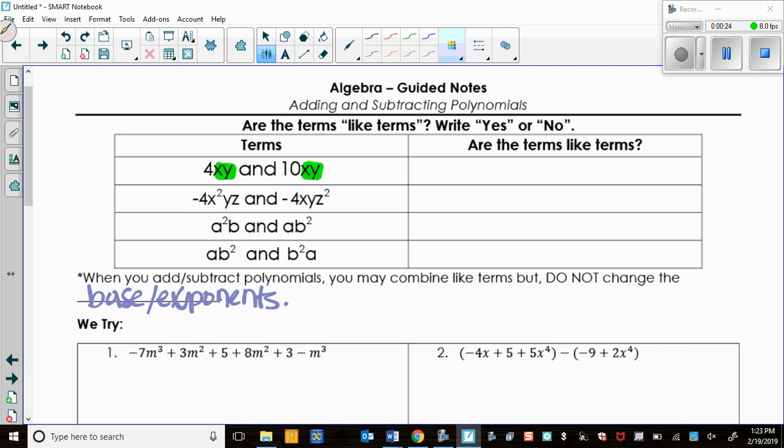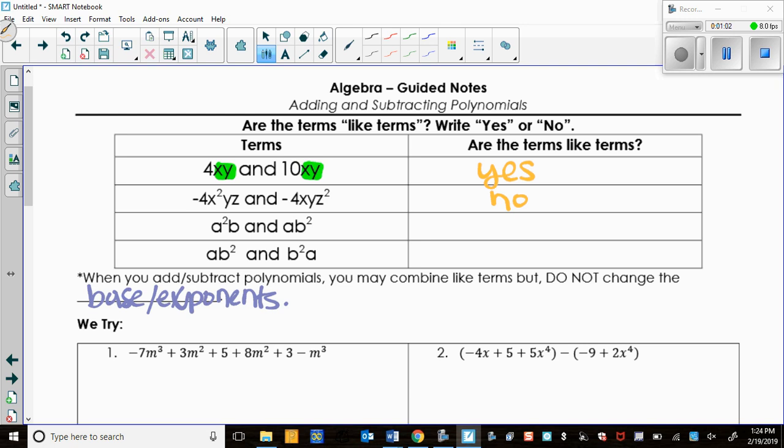So for the first one, because x and the y's have the same exponential value, they are like terms. The answer is yes. Okay. Let me give you an example of non-like terms, and that's number 2. Notice how x squared in the first one does not match the x exponential value of the second one. So these two terms are not alike. And especially look at the z. This is z to the first power, and this is z to the second. Again, they don't have the same value, so we cannot combine them. So these are not like terms. So the answer is no.